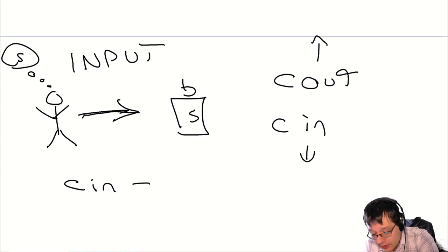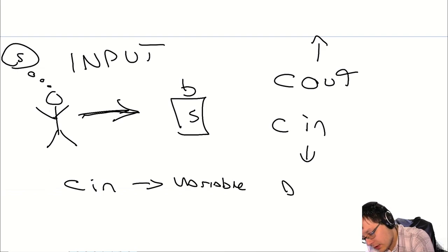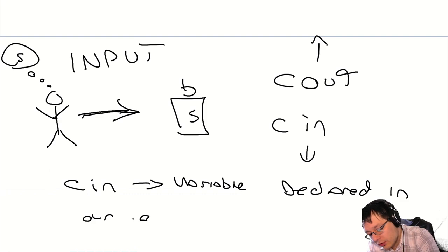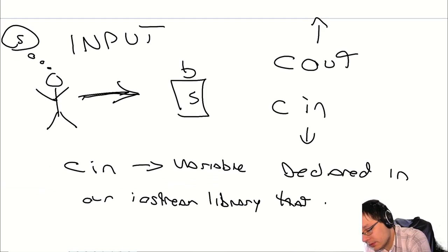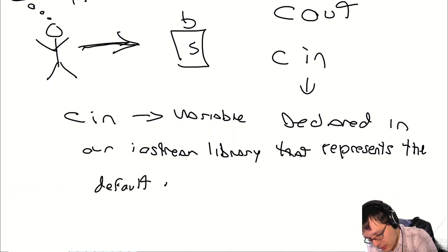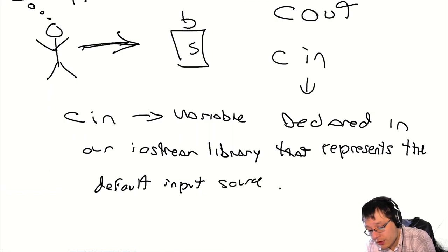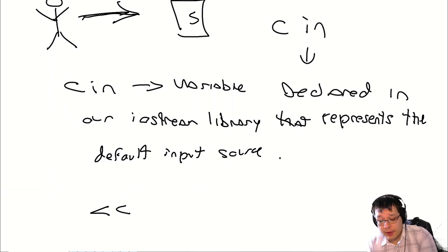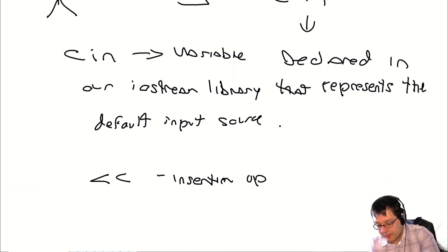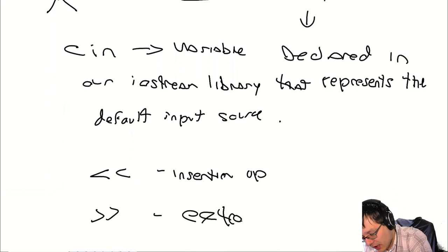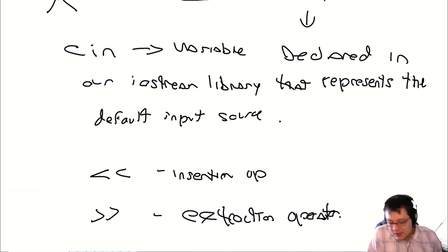So yeah, cin is a variable declared in our iostream library that represents the default input source, which is usually the keyboard in a terminal. Okay, now remember this guy, that's the insertion operator. You use it to send stuff to cout, which then puts it out in the terminal. Now we're going to use this very cool sounding special operator, the extraction operator. It will perform all necessary extractions. All right, so that's just the backwards one.